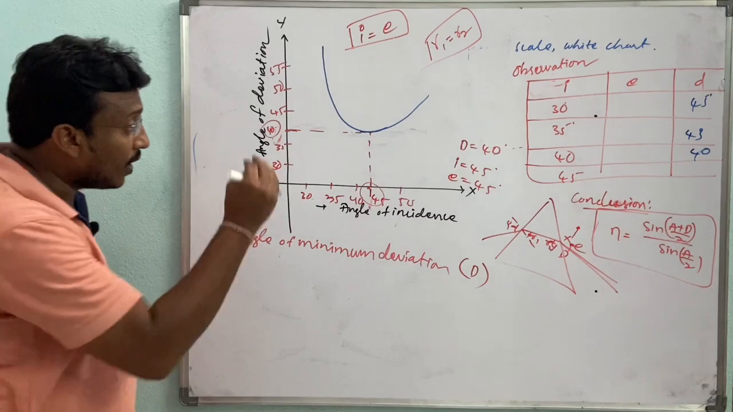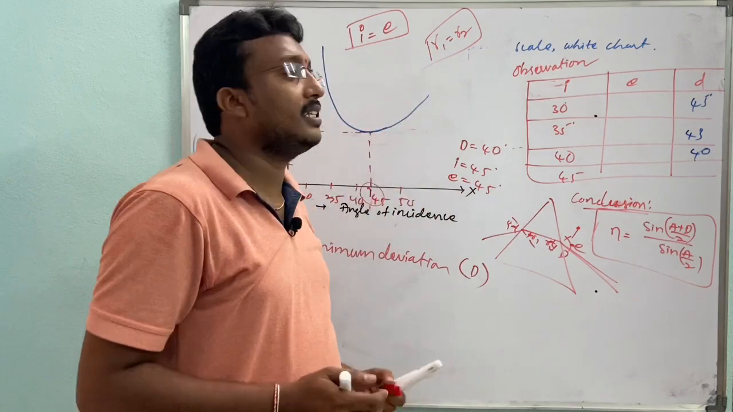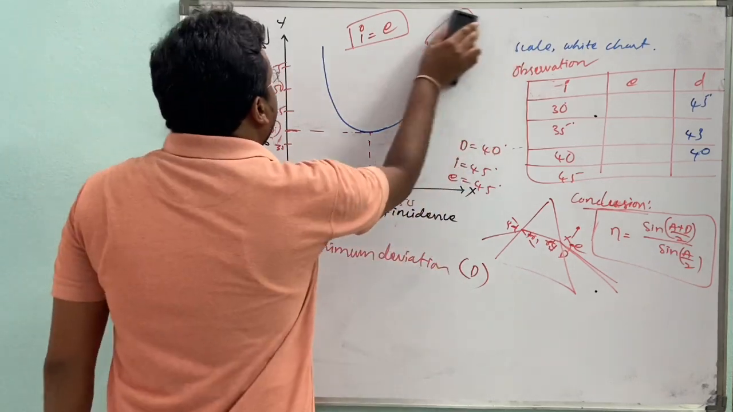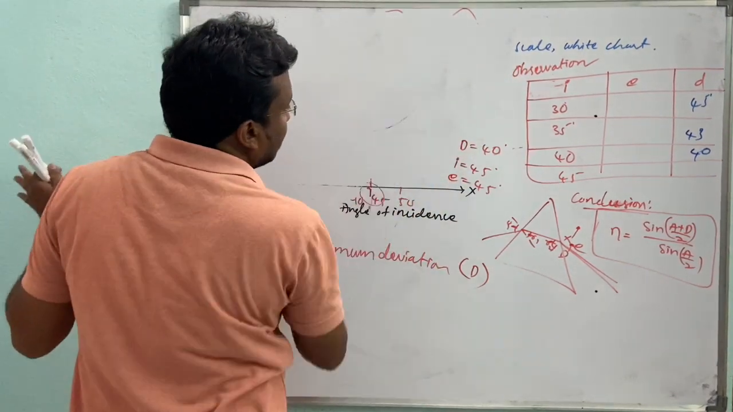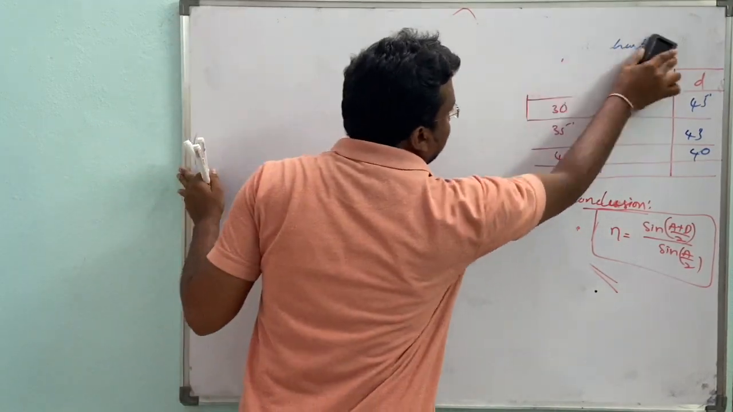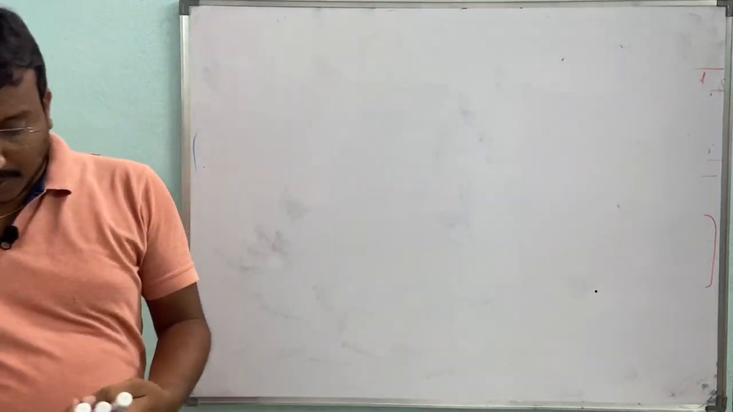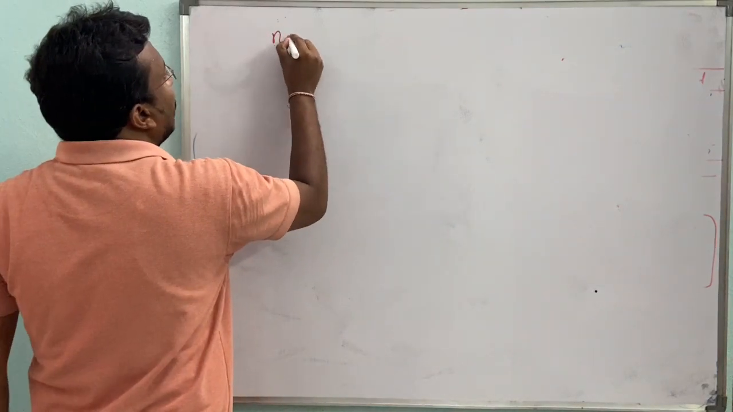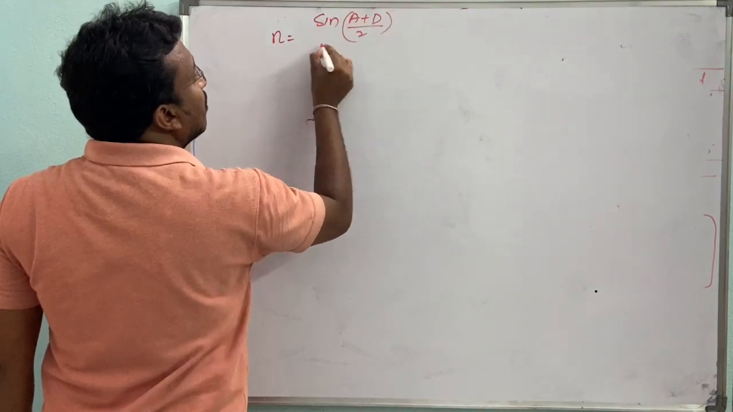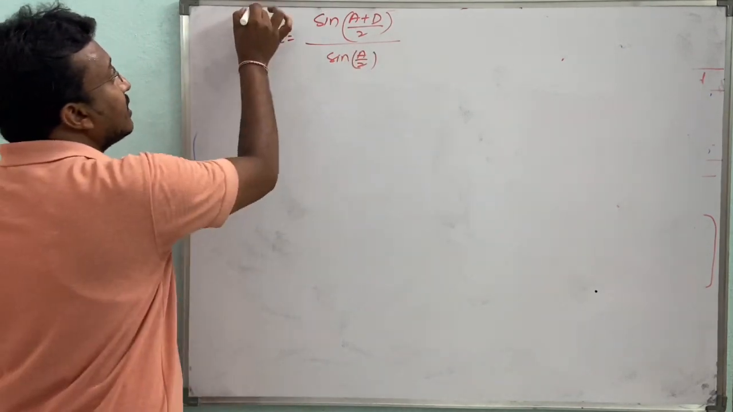Got it? Very important topic, and you may get questions in the Polytechnic examination also based on this graph. Okay. And then finally, coming back to our conclusion, we can find the refractive index of a prism by using the principle n equals sine of (A plus D) by 2 by sine A by 2. Got it? This is the principle.